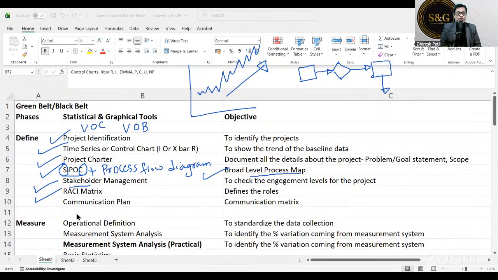Followed by the communication plan. Communication plan is how we communicate with each other, with all the stakeholders during the project. That is the plan of communication we make. So this entire list of tools is used in the define phase. Okay, are you clear with this? Just give me yes in the chat box.